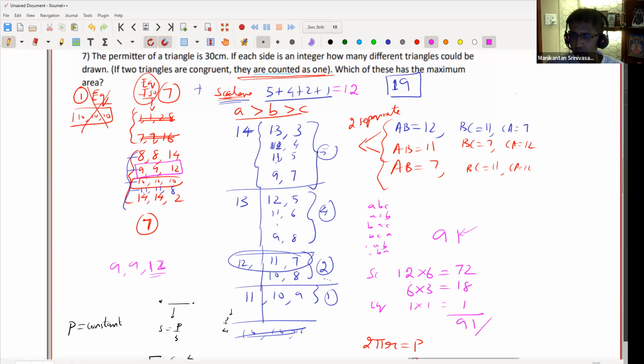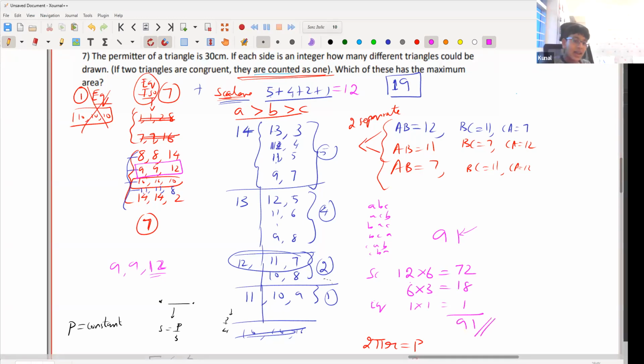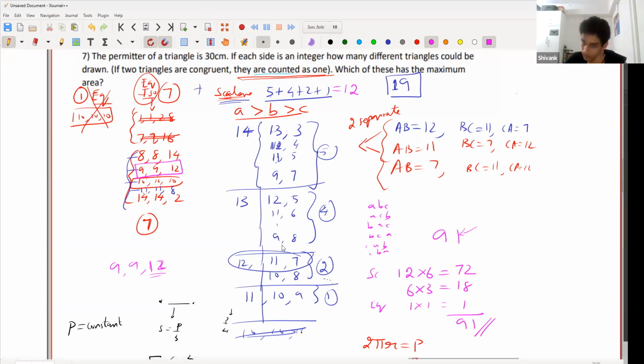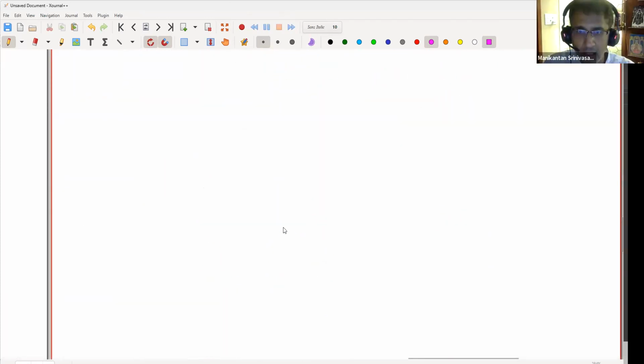Whoever else got 91, did you do the exact same thing? Kunal, was that you? I got 93 before because I had counted the equilateral also with that. Then I realized later. Understood. Same thing. Very well done, guys. Everyone clear? Shivank, you're okay on this one? Okay, that was question 7.